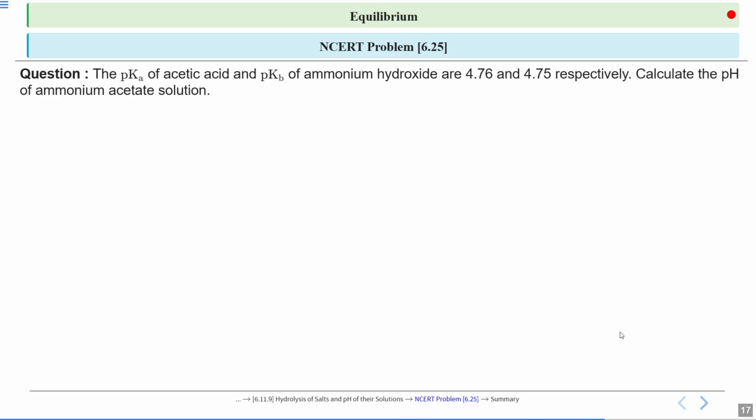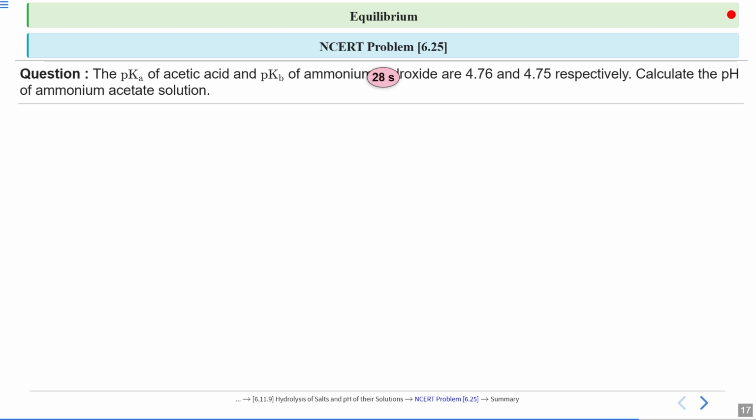Now here is a question for you. It's a very simple one. You have to say what will be the pH value for ammonium acetate solution if you are given the pKa of acetic acid as 4.76 and the pKb of ammonium hydroxide, which is 4.75. Your time to solve the question starts now.